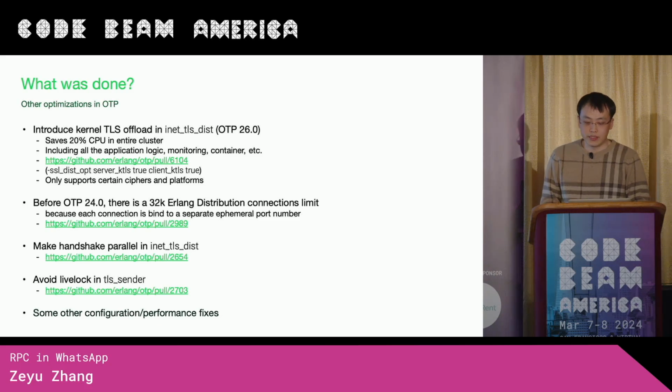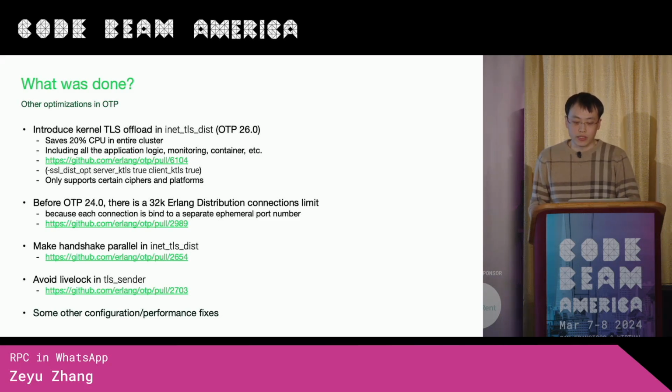And during the process, we also found some other bottlenecks and did some optimization in the OTP. One thing I would like to share is that we introduced the kernel TLS offload, which offloads all the encryption and decryption of SSL packets to the kernel space. It's available since OTP 26, and this saves 20% CPU in our entire cluster, including all the application logic, monitoring, container setup, everything. So we can have 20% fewer machines just because of this to handle the same traffic. You can use it by setting the SSL dist options, but this one only supports certain ciphers and certain platforms.